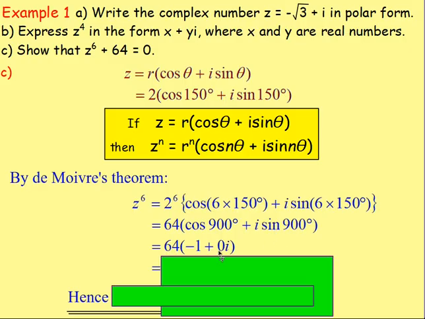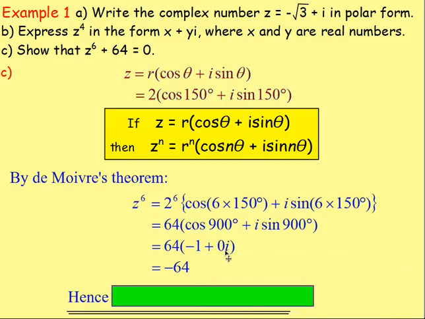And the sine of 900 is going to be 0, which means that we've got 64 times -1, which is -64, and then we've got 64 times 0 times i. Because the zero's in there, it just works out to be 0. So it leaves us with this -64.